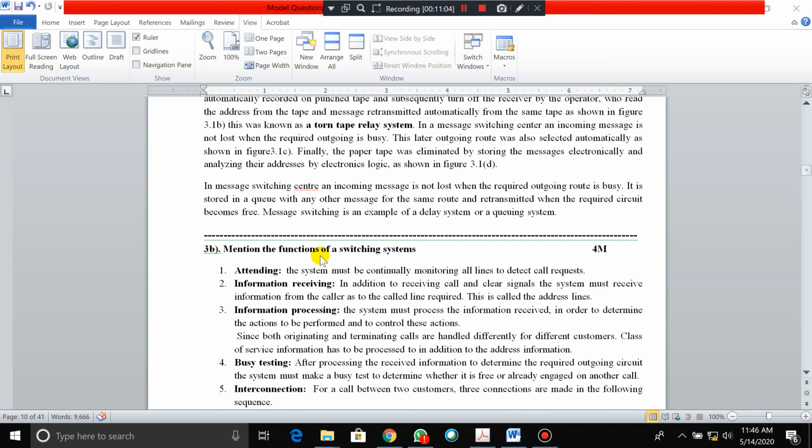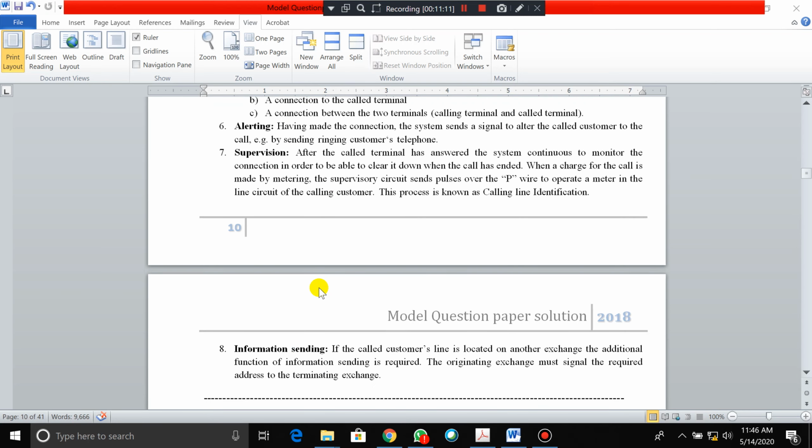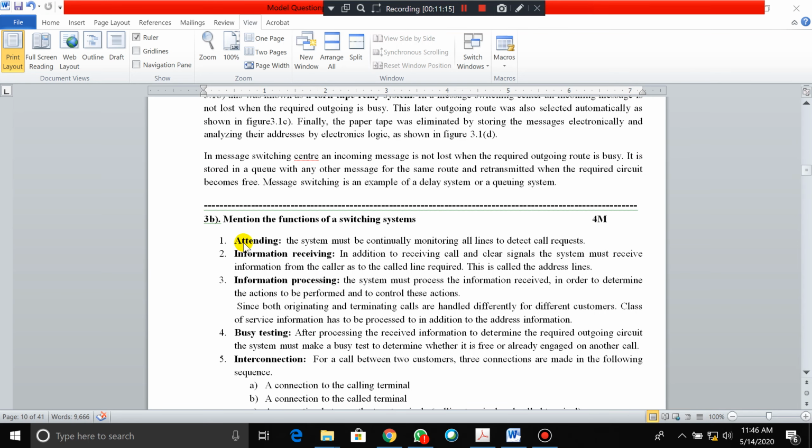Mention the functions of switching system. Attending, information receiving. There are a total of 8 points or functions you need to explain. Like attending, the system must continuously monitor all the lines to detect the call request.